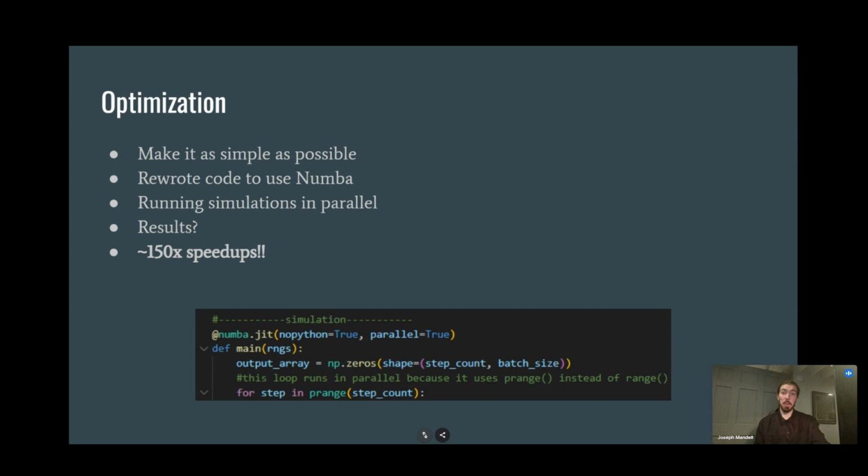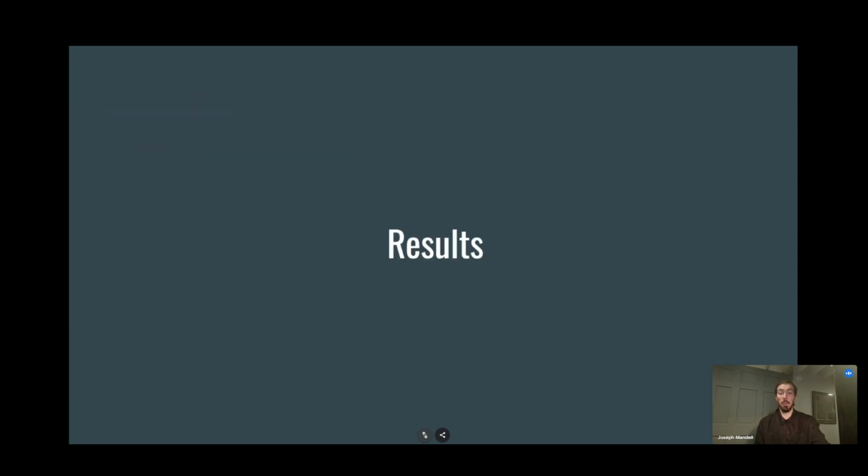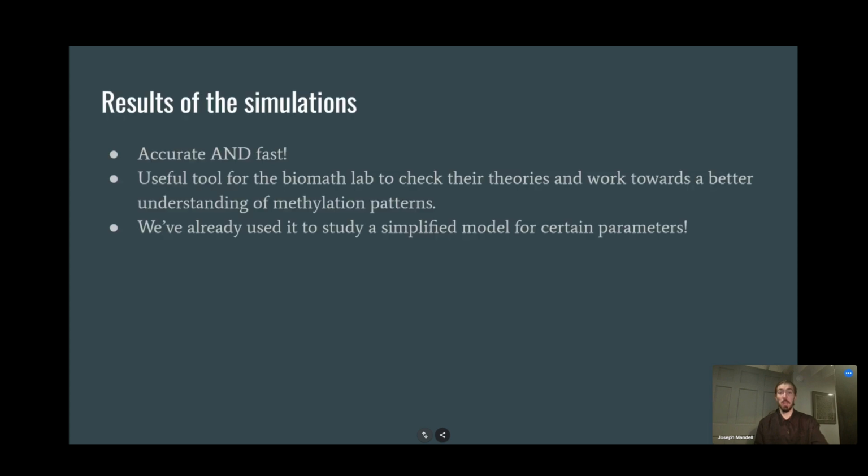These techniques made our code 150 times faster, which is huge. This meant that instead of simulations taking almost an hour to run, they were done in less than a minute, making things much easier for the researchers. So, did this simulation work? Did it produce results? That's a resounding yes, it did.